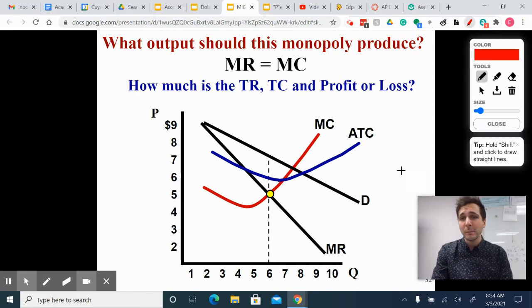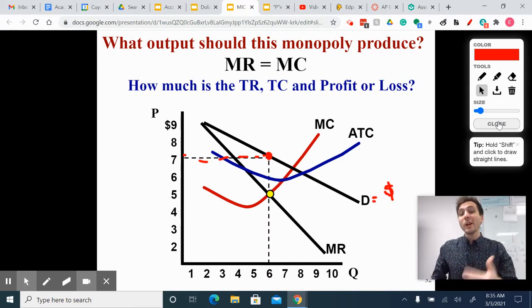But notice our demand curve here tells us what people are willing to pay, right? People are willing to pay a higher price than $5. In fact, if I just keep dashing up to the demand curve at a quantity of 6, I'm going to be able to sell this for like $7. People are willing to pay a higher price. And this is the first wrinkle of a monopoly.